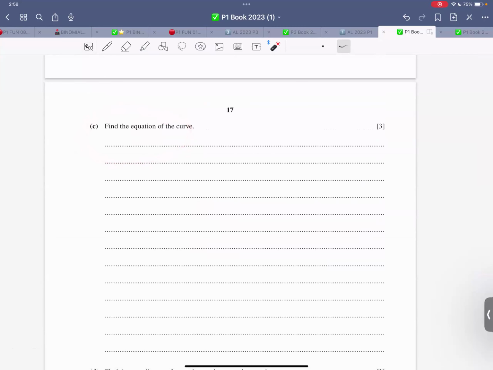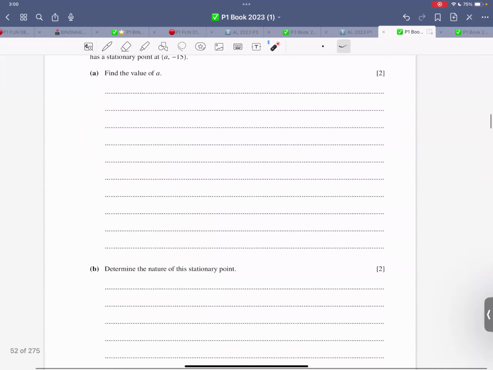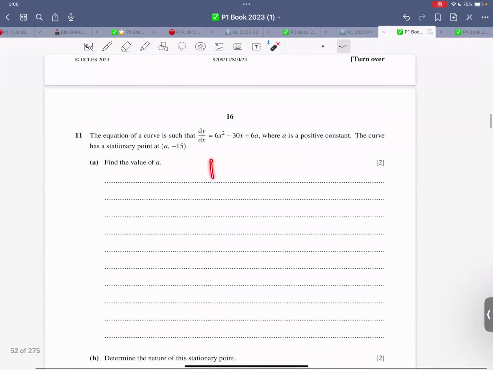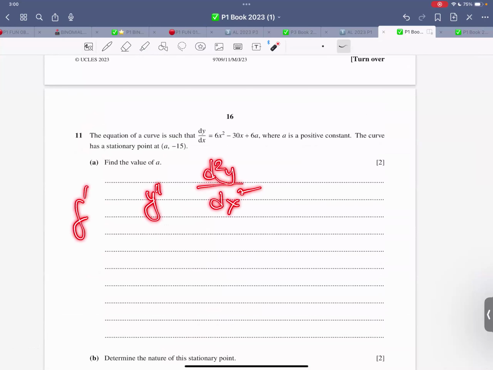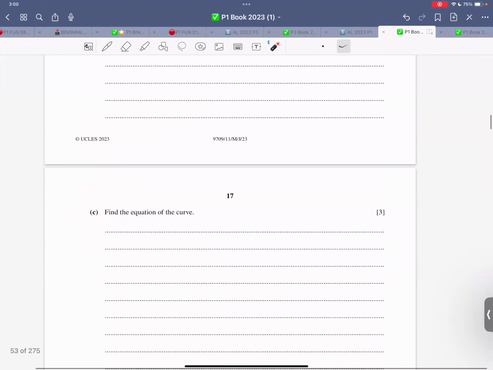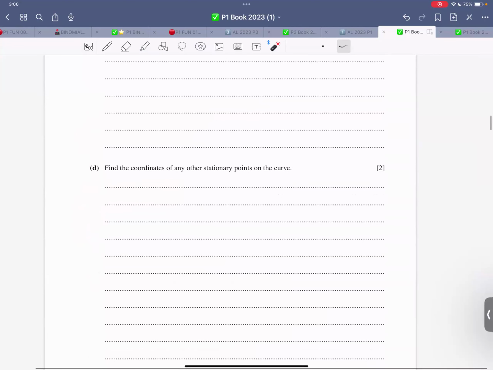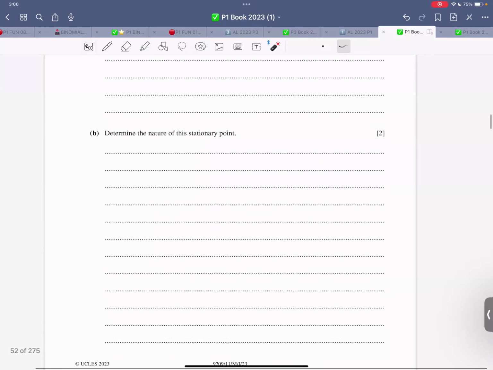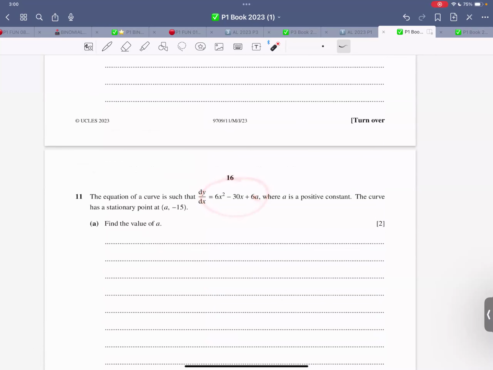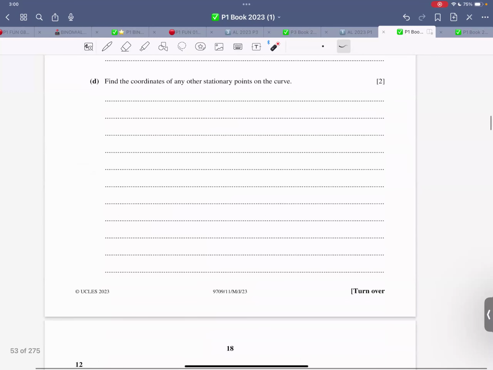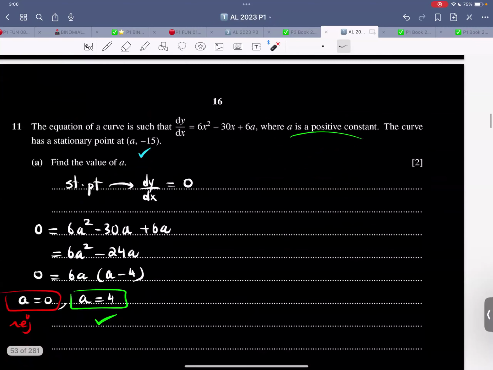So basically, I told you the working for part C. Nature: double differentiate, d square y over dx square, also known as y double prime, or f double prime x. Plug in the value of A. If it's negative, it's maxima. Positive, it's minima. Find the coordinates of any other stationary point. You take dy by dx equals 0. One of the points will be this. They're asking for the other point. So that is question number 11. Let's look at the working. I think it's pretty basic.